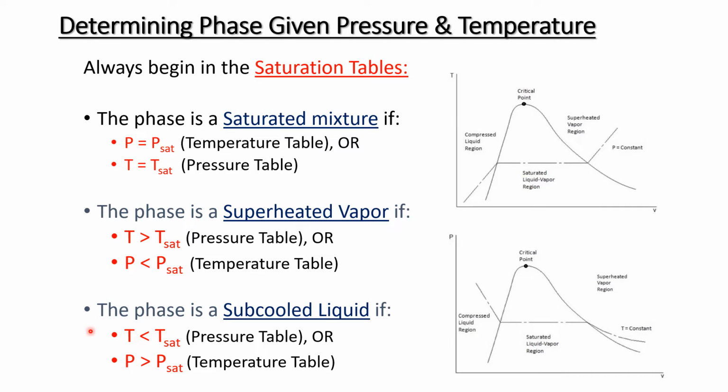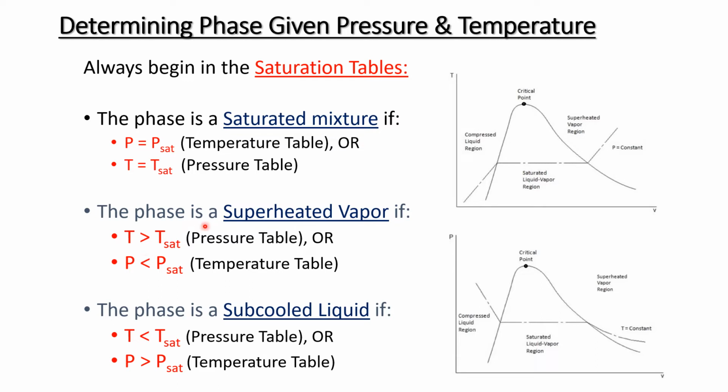Now this seems a little complicated at first, but we have various ways of getting this in our head so that we can just look in the saturation table and very quickly determine which one of these three phases we have. All right. Now the way I do this, obviously this first one's pretty straightforward. If you look in the saturation table and find that your substance is at the saturation temperature and saturation pressure, well then you've got a saturated mixture.